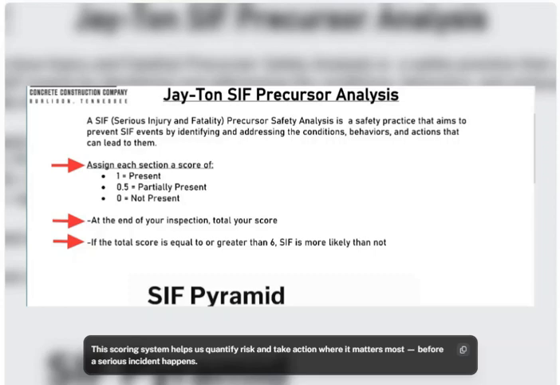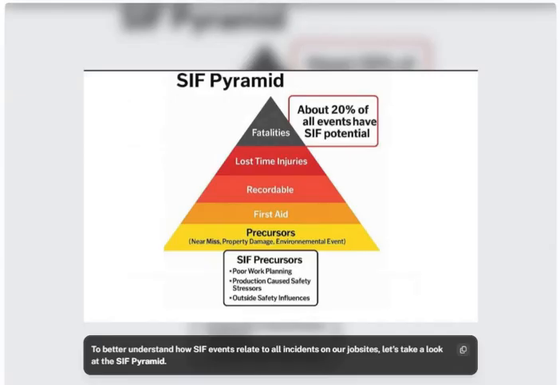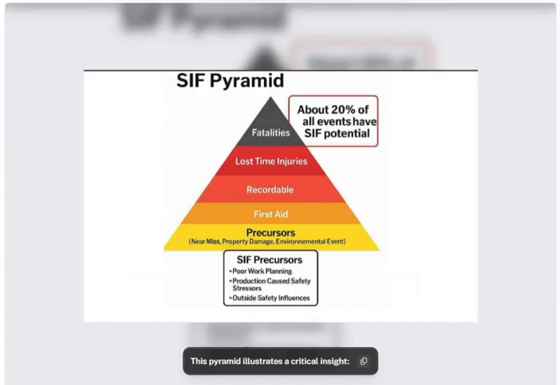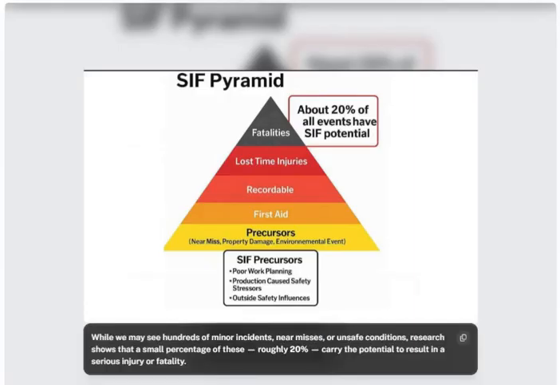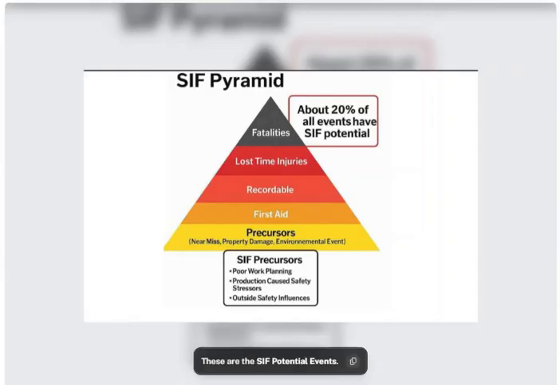To better understand how SIF events relate to all incidents on our job sites, let's take a look at the SIF Pyramid. This pyramid illustrates a critical insight. Not all incidents are equal. While we may see hundreds of minor incidents, near misses, or unsafe conditions, research shows that a small percentage of these, roughly 20%, carry the potential to result in a serious injury or fatality. These are the SIF potential events.